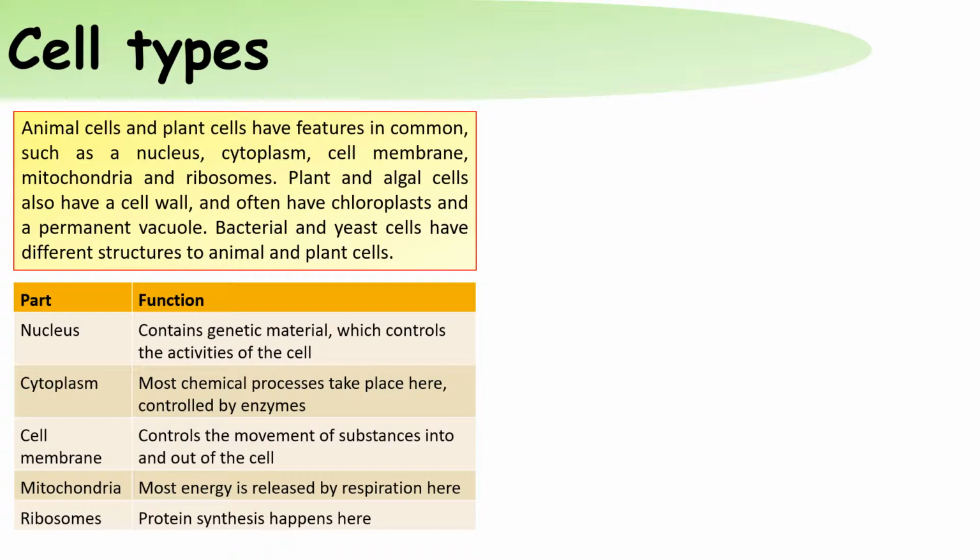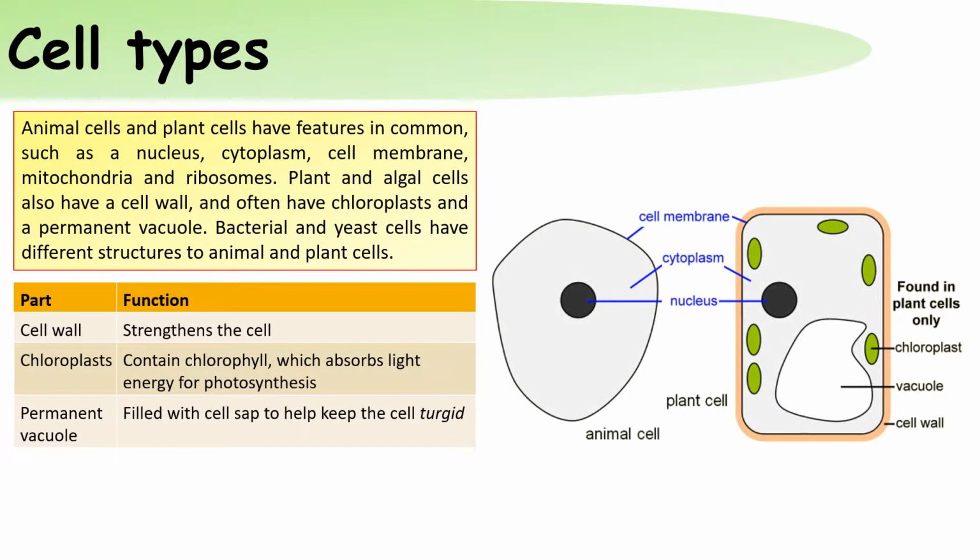In plants, there are a few other different organelles that you need to know about. These are the cell wall, which strengthens the cell, chloroplasts, which contain chlorophyll. These absorb sunlight and carry out photosynthesis, and a permanent vacuole filled with cell sap that is needed to keep the cell turgid. Turgid just means keeping it rigid and strong.